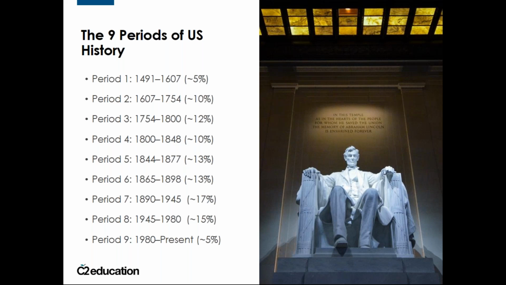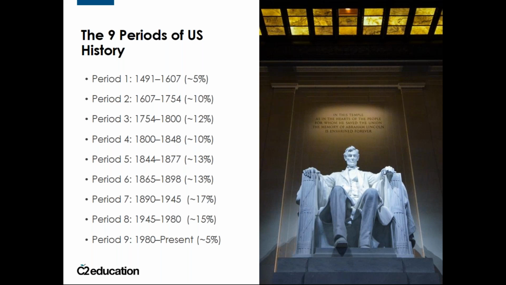Now, for those 3 prompts, 1 is going to be from periods 1 to 3. One of those prompts for the long response is going to be from periods 4 to 6, and the last one is going to be from periods 7 to 9. So if there's an area that you are stronger with, that's something you might want to look at. But regardless, the DBQ, the document-based question, is always going to be based on periods 3 to 8. So if you're really honing in and focusing, periods 3 to 8 are really the meat of a lot of the questions and concepts.